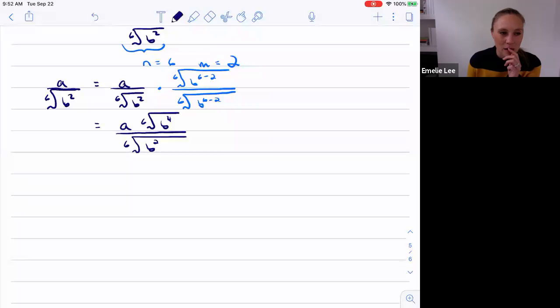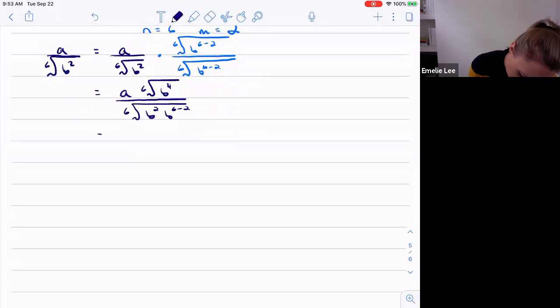Can I skip a step? No, I guess not. b to the 6 minus 2. I will eventually just skip to b to the power of 6, but for now, 2 plus 6 minus 2. Here I'm still showing you all the steps, right? But if you wanted to skip straight there, that's fine.